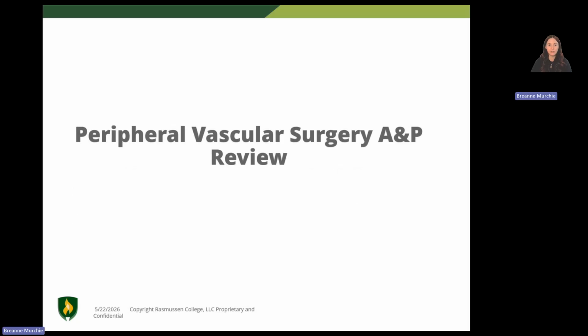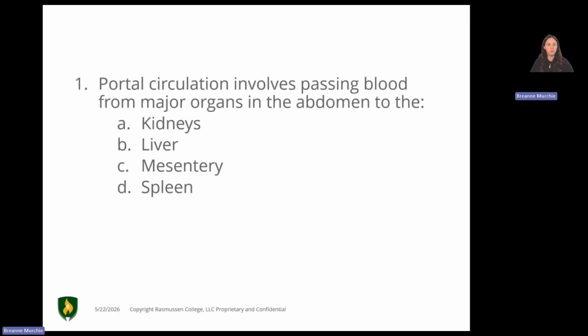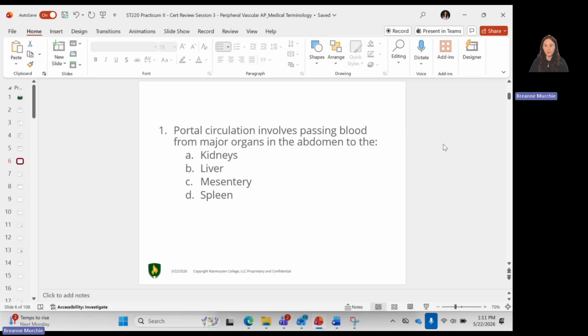Okay, so I'm going to get out of presentation mode here so we can answer this question together as a group. So question number 1, a portal circulation involves passing blood from the major organs in the abdomen to the... Okay, so I'm going to stop. Not going to look at A, B, C, and D. Try to think through. Portal circulation, major organs, sending it through the portal circulation.